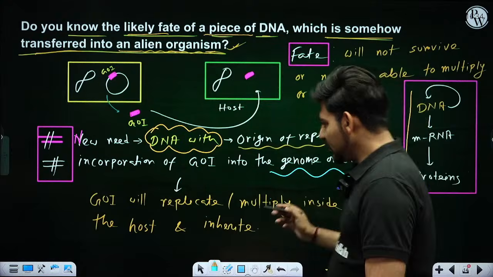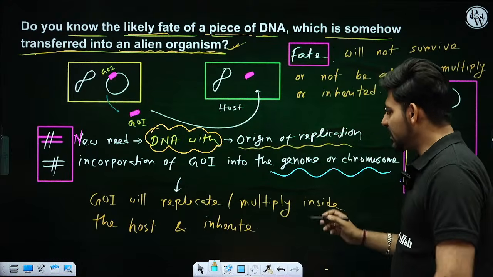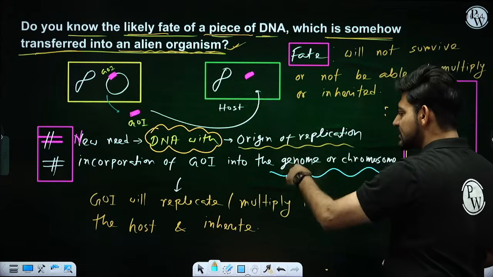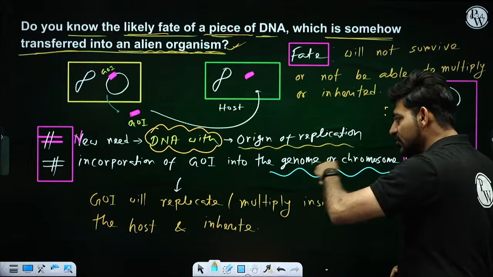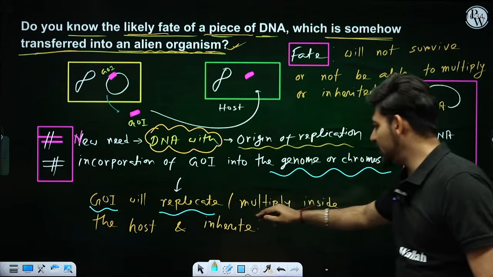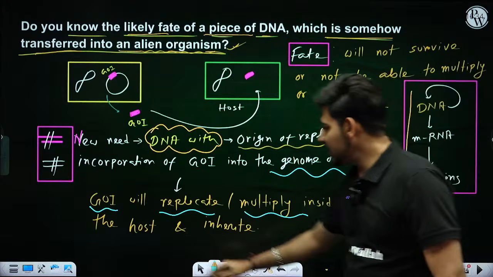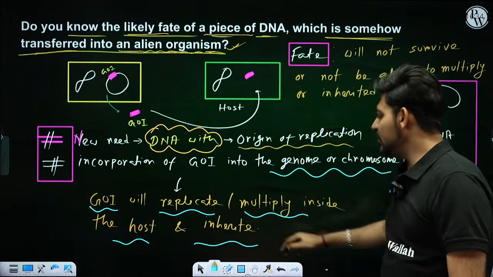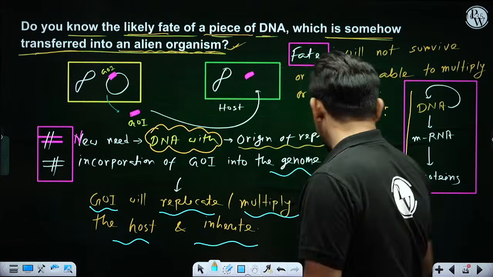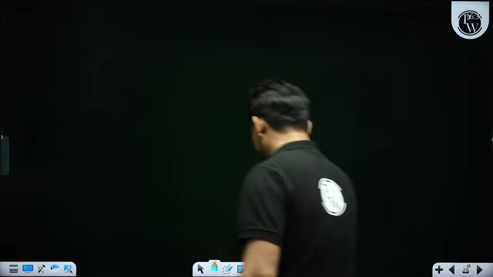So now what will happen when you have incorporated the desirable gene inside the chromosome or genome of the host, that gene of interest will replicate or multiply inside the host and will be inherited to the next progeny. So again I am making it clear.